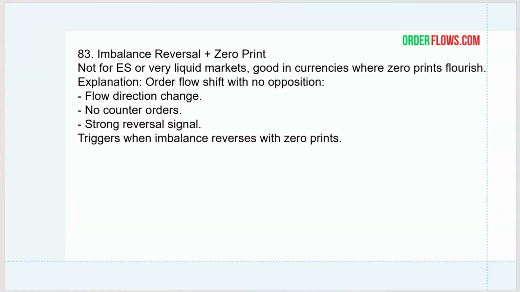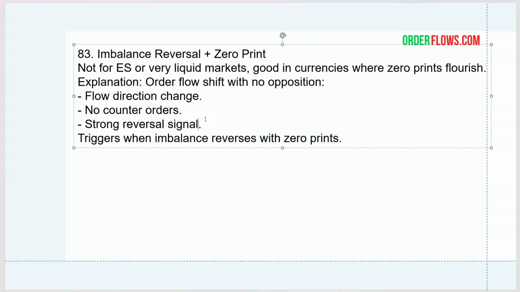Now number 83 is the imbalance reversal plus 0 print. Now it's not really intended for E-minis or very liquid markets. Good in currencies where 0 prints seem to flourish, they appear more. Explanation is order flow shift with no opposition. You have flow direction change, no counter orders. You have strong reversal signal in your hand. And when I say strong reversal signal, I mean in the bar.